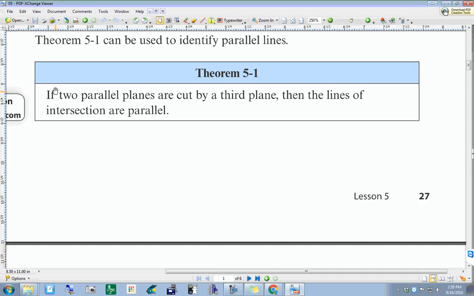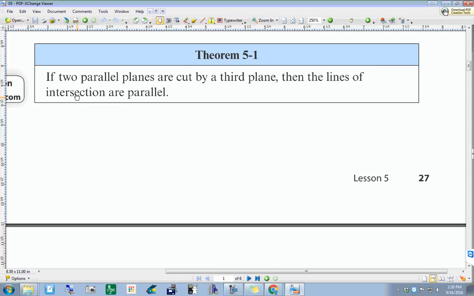Okay. So, theorem 1. Now I'm going to go through these theorems and postulates and talk about them so you get a little bit better idea. Again, like I said, make sure you put them into your little books. If two parallel planes are cut by a third plane, then the lines of intersection are parallel.